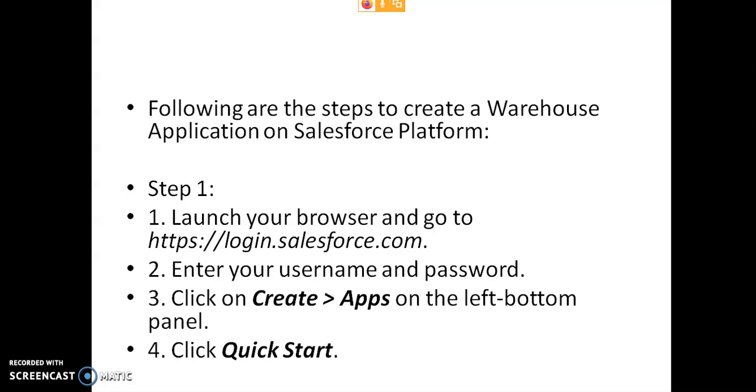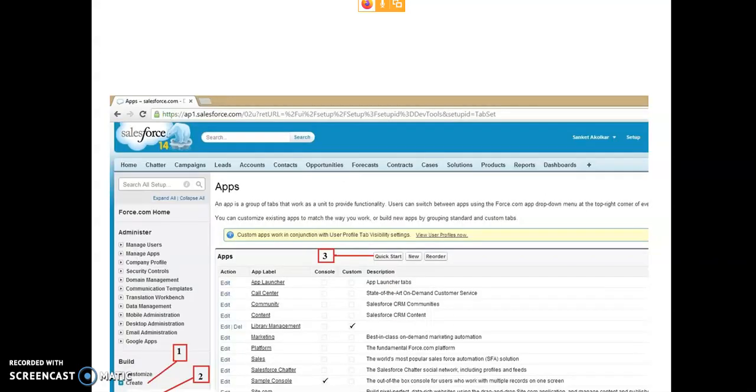Right. So an object comes with standard fields, and these are the steps to create a warehouse application. Step 1 is launching your browser and going to Salesforce.com. After that, enter your username and password. So let us start directly with the demonstration. I will just give you the demonstration.